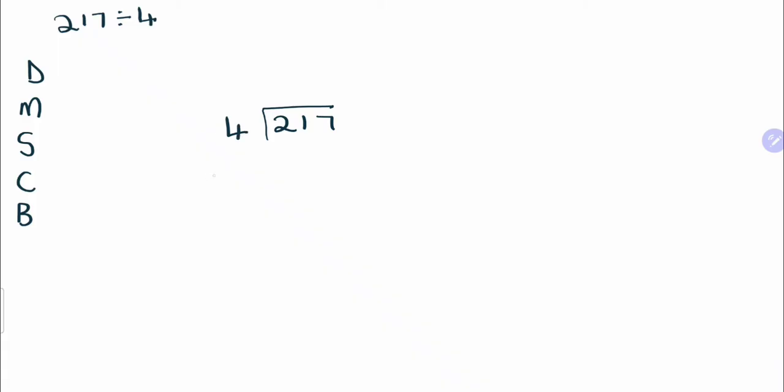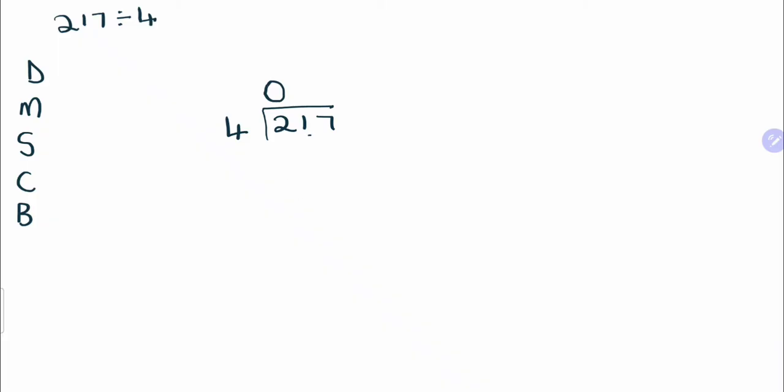Right. And then we start. Remember, we're going to go digit by digit. Digit by digit. Let's go. 2 divided by 4, or how many times does 4 go into 2? That is 0 times. Let's write down our placeholder here.